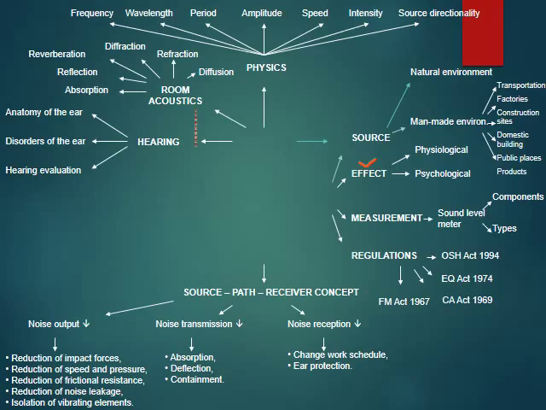But we already covered the physics of noise, in which we learned about frequency, wavelength, period, the period of the sound traveling, amplitude, speed, intensity, and also source directionality. And we've also covered room acoustics. All right, so we covered absorption, reflection, reverberation, diffraction, refraction, and diffusion.